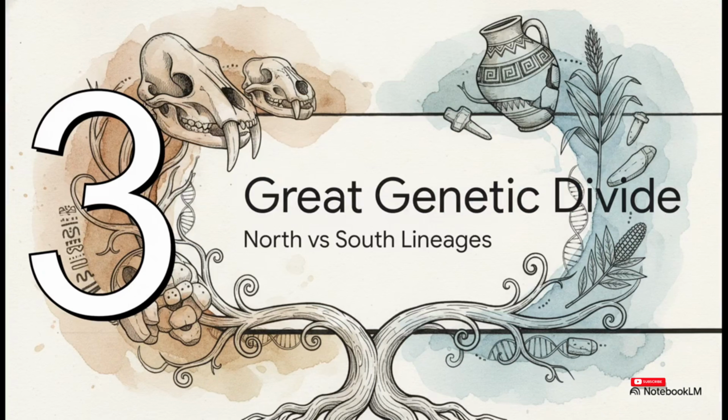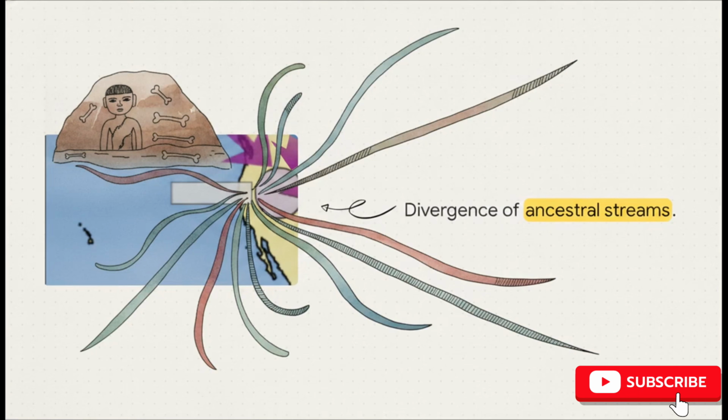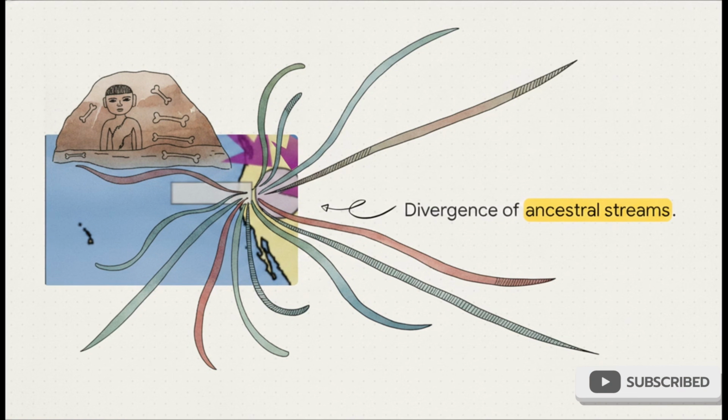The Great Genetic Divide, Northern and Southern Lineages. Recent advancements in ancient DNA have completely upended our understanding of what happened next. The real turning point came from the genomic data of an ancient child known as Anzick-1, who was buried in Montana about 12,600 years ago.